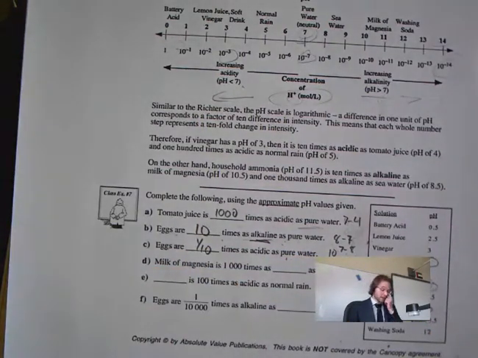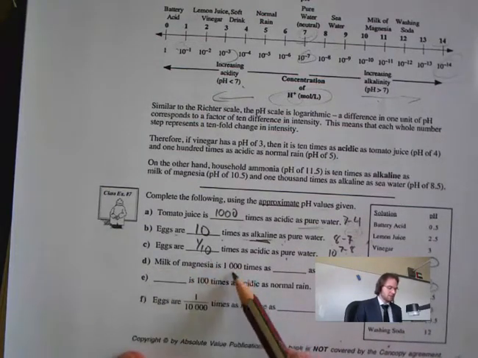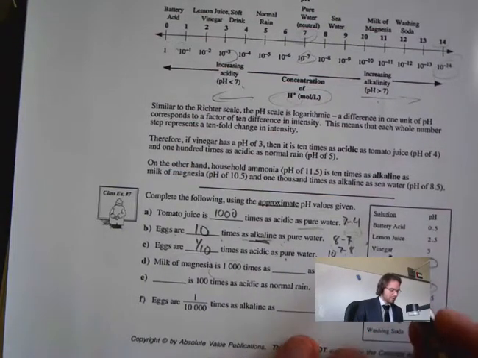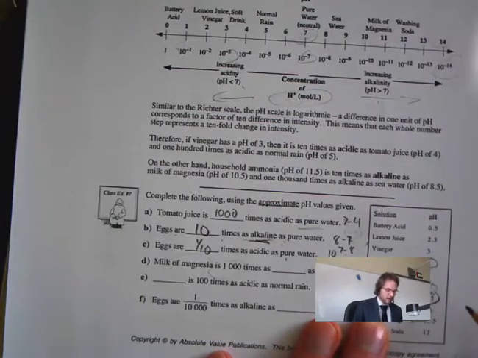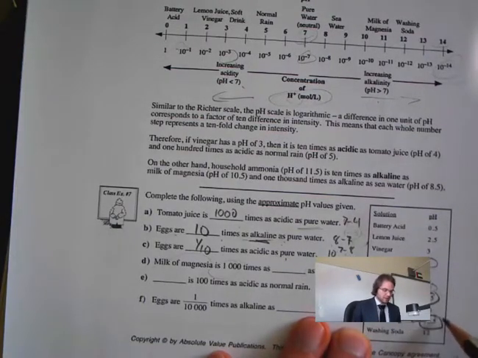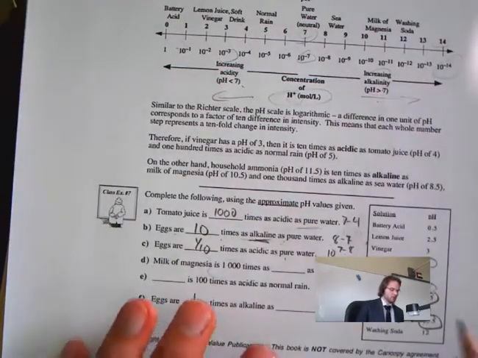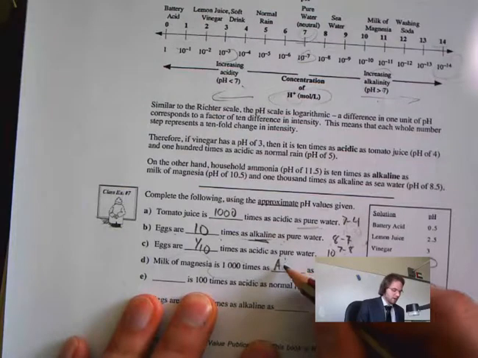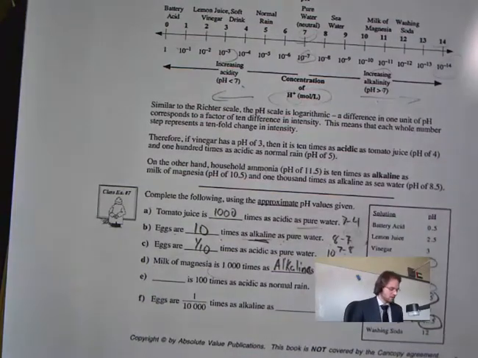Now the last ones here, we're getting closer. Milk of magnesia is 1,000 times greater than what? So, as blood. Is it 1,000 times? So let's look at blood, it's 7.5. Milk of magnesia is higher. So it is more alkaline. So it's higher alkaline. It's more alkaline. It's higher base.